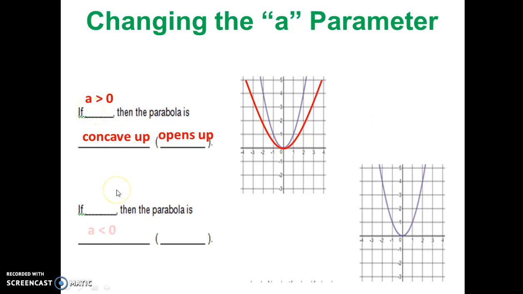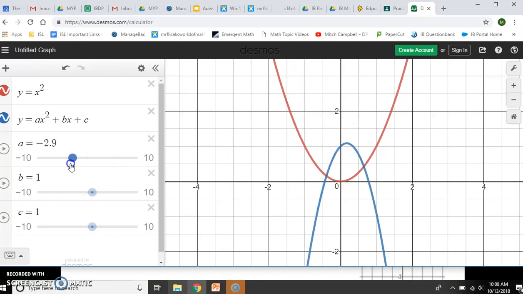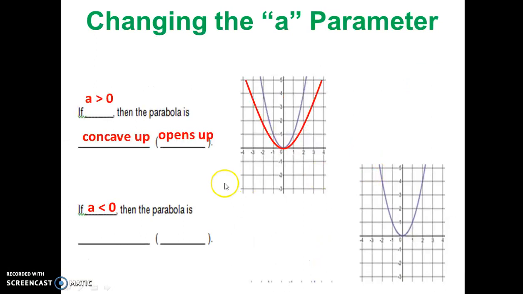Let's look at the next thing here. What happens when a is less than 0? We already kind of noted that. When a is less than 0, the parabola opens down. So when a is less than 0, it is concave down, and we can also say it opens down. And here's an example of a parabola like that. So make sure you've added those notes and add an extra parabola to see what's going on here.